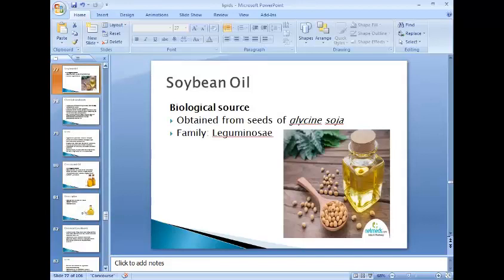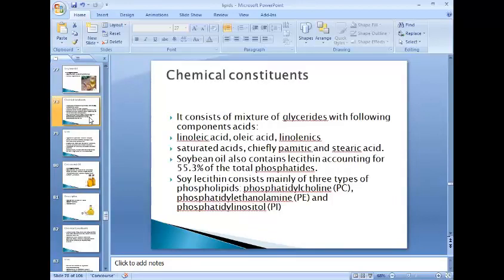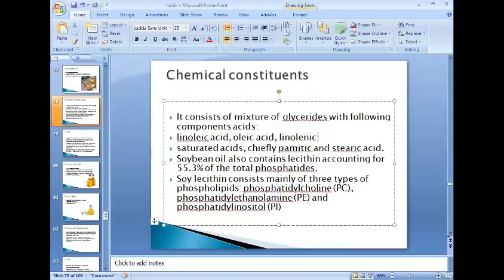Soybean oil is obtained from Glycine soja of family Leguminosae. It has glycerides of fatty acids that include linoleic acid, oleic acid, linolenic acid, and it also has saturated acids, which include chiefly palmitic and stearic acid. The soybean oil contains lecithin.